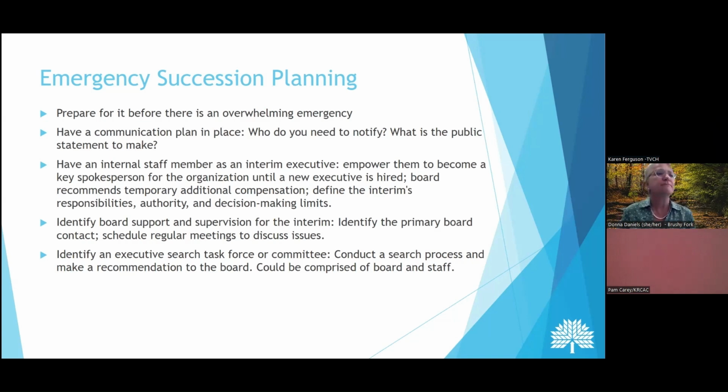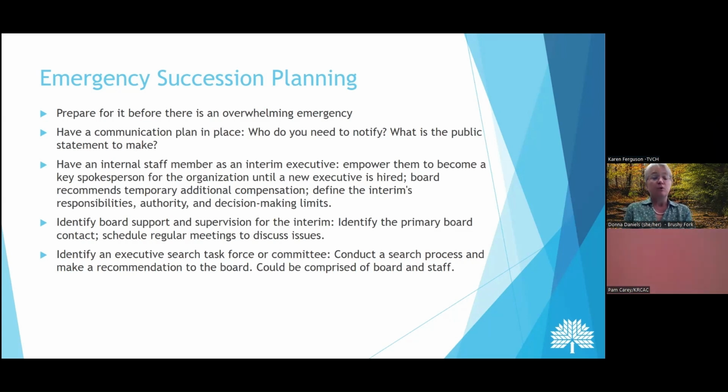And then you want to be very clear to define the responsibilities, authority, and decision-making limits of that interim person's role. Like, what power do they have in the organization, and what responsibilities do they have? Be very, very clear about that, so that they're not making major changes when they're really only meant to be there for a short time.